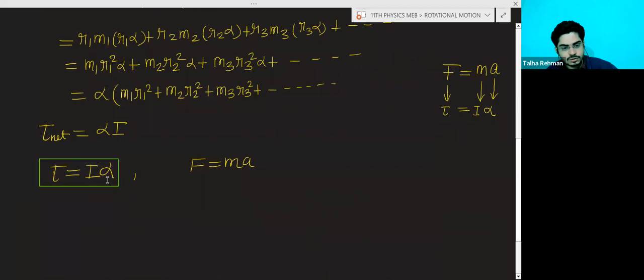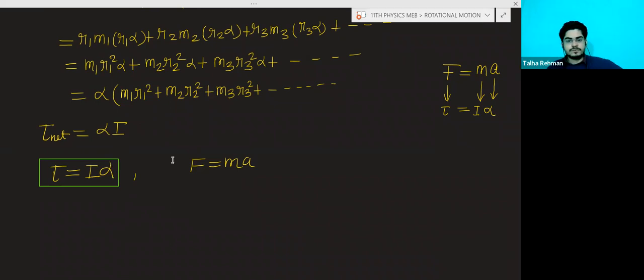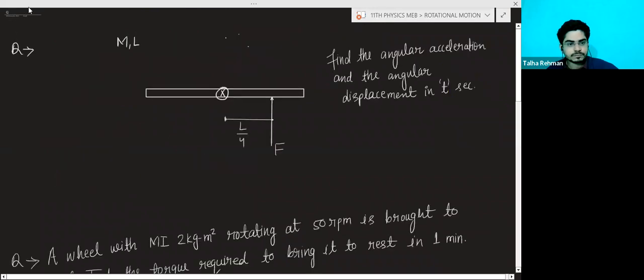Torque is equal to I alpha. You can compare it with force is equal to mass into acceleration. In rotational motion, instead of force, there is a torque. Instead of mass, there is a moment of inertia. Instead of acceleration, there is an angular acceleration. Okay. First question.